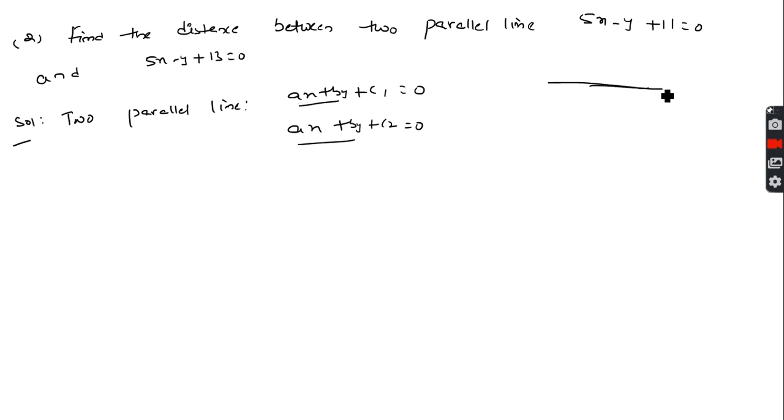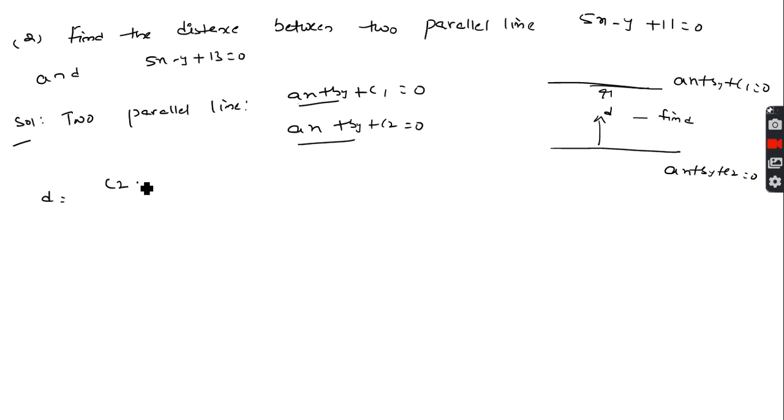This is the first parallel line, ax plus by plus c1 equal to 0, and the next one is ax plus by plus c2 equal to 0. We need to find the distance between them. For getting d, what is the formula? d equals modulus of c2 minus c1 by root of a square plus b square. The distance is always positive.